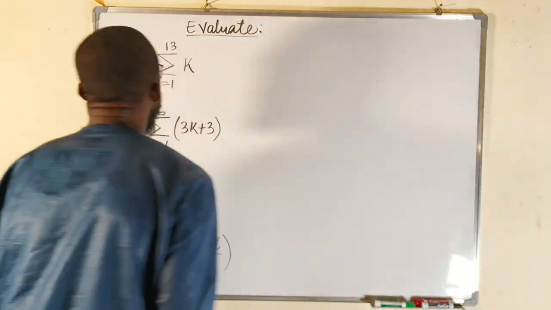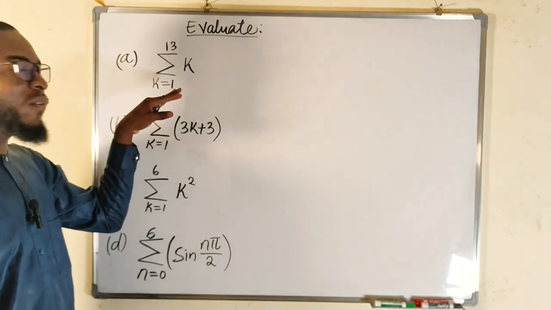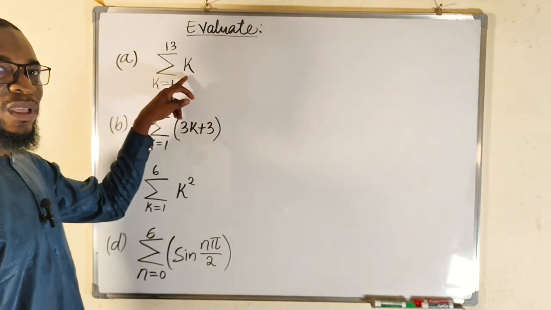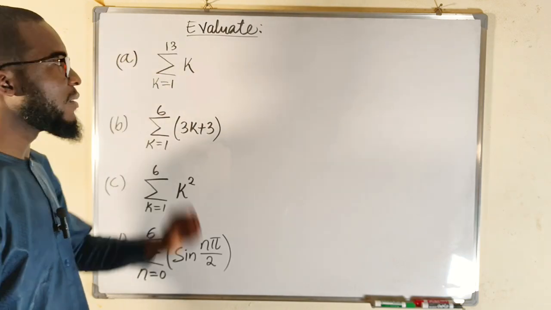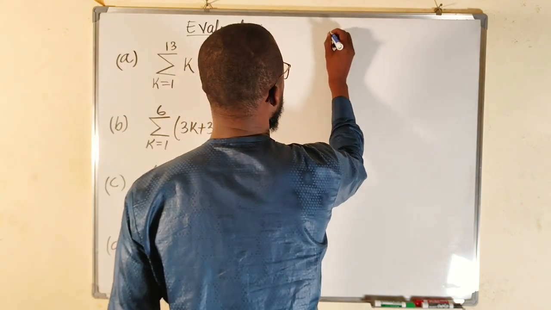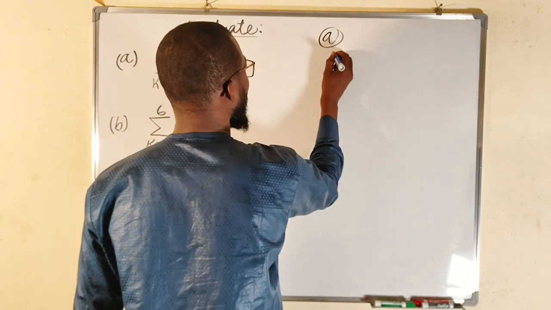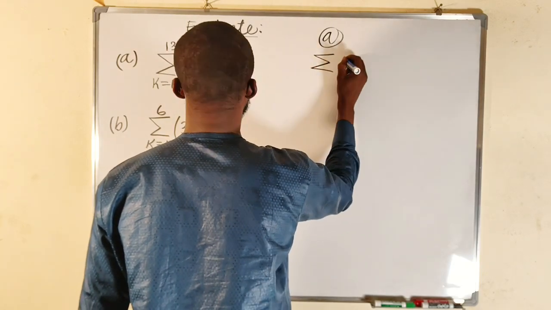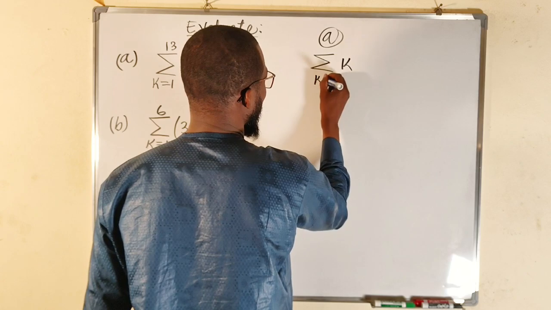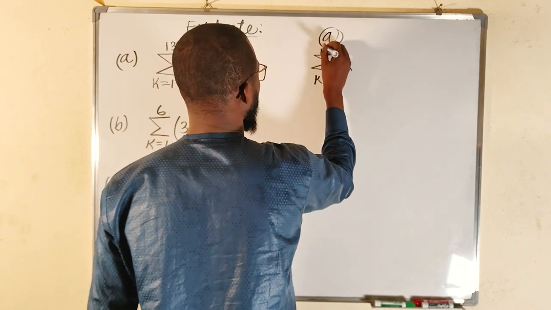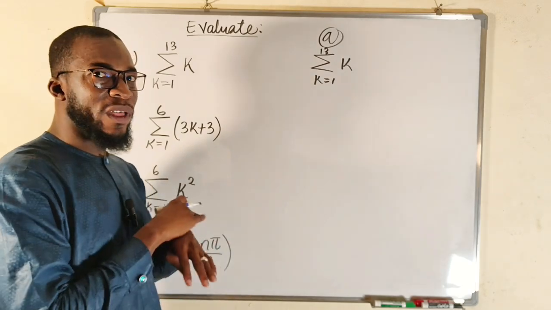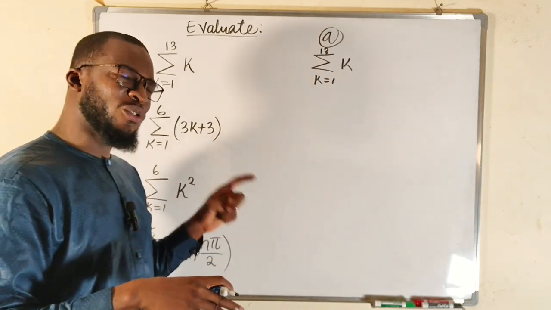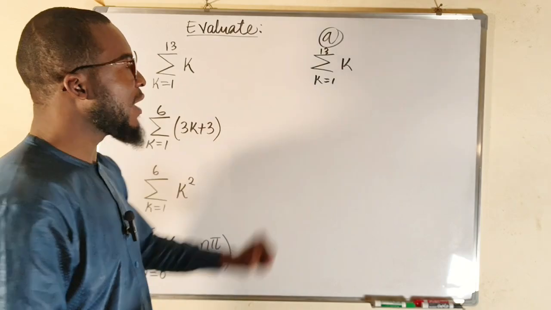Let's get started. The first one, we would like to evaluate the summation of k, where k starts from 1 and stops at 13. In this first tutorial, we are going to do that directly, but subsequently, I will show you how to use a formula in doing that.